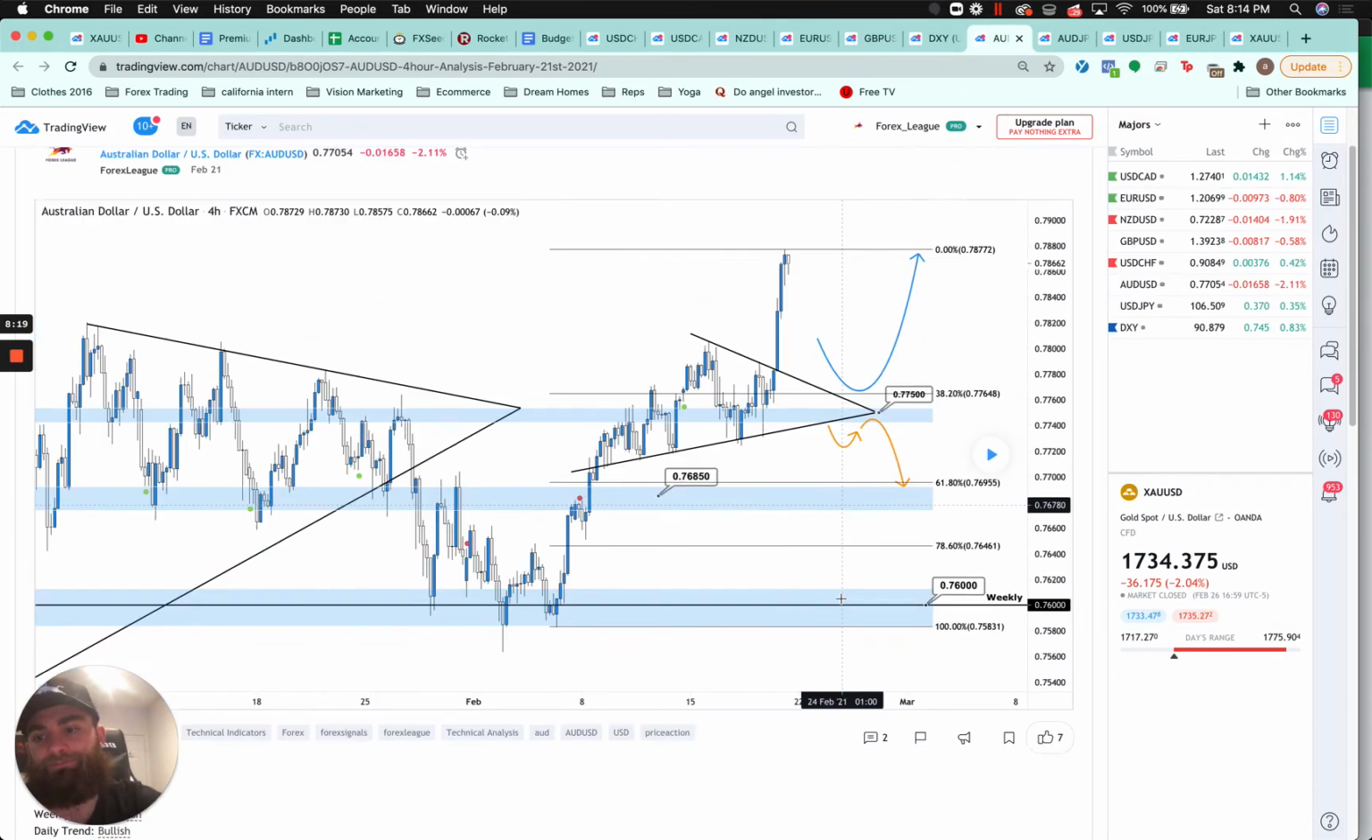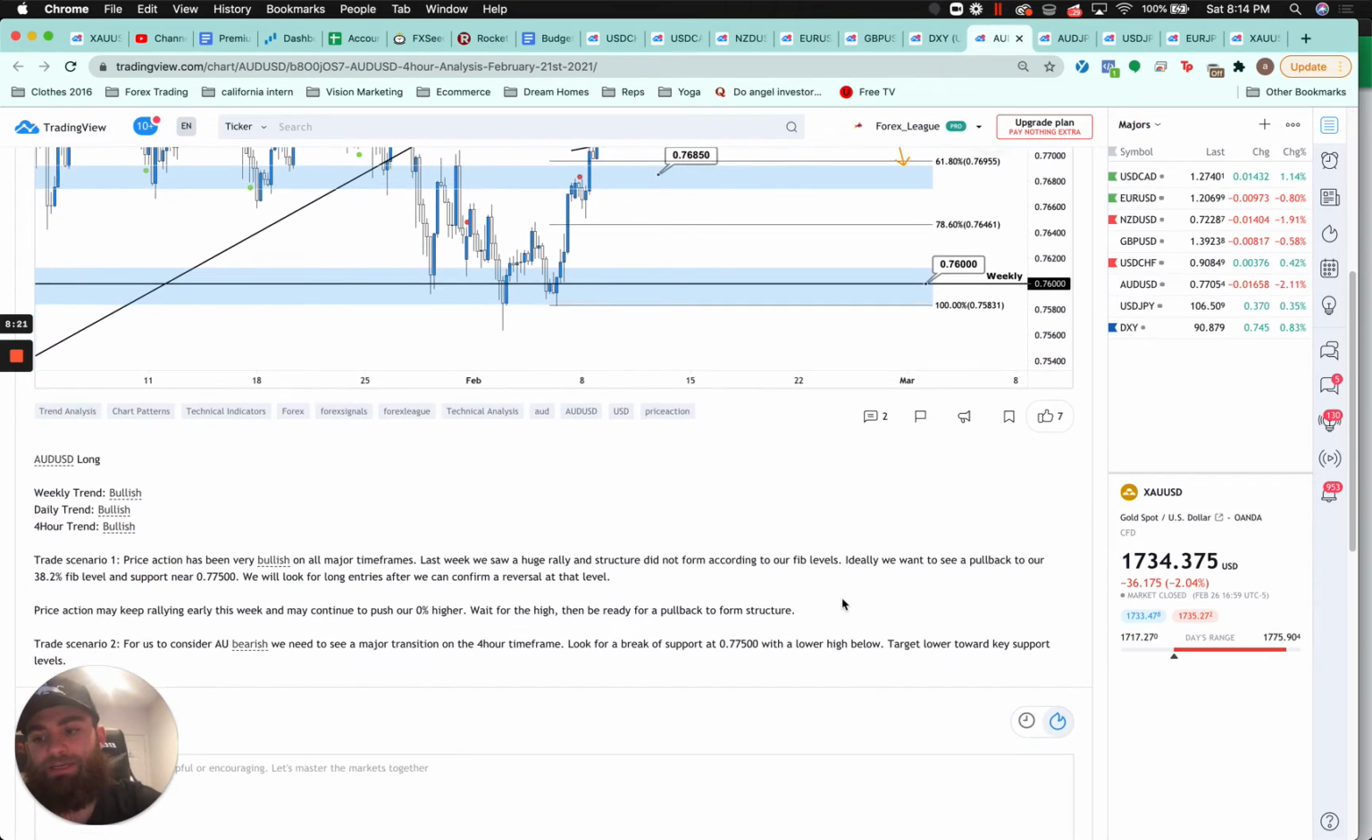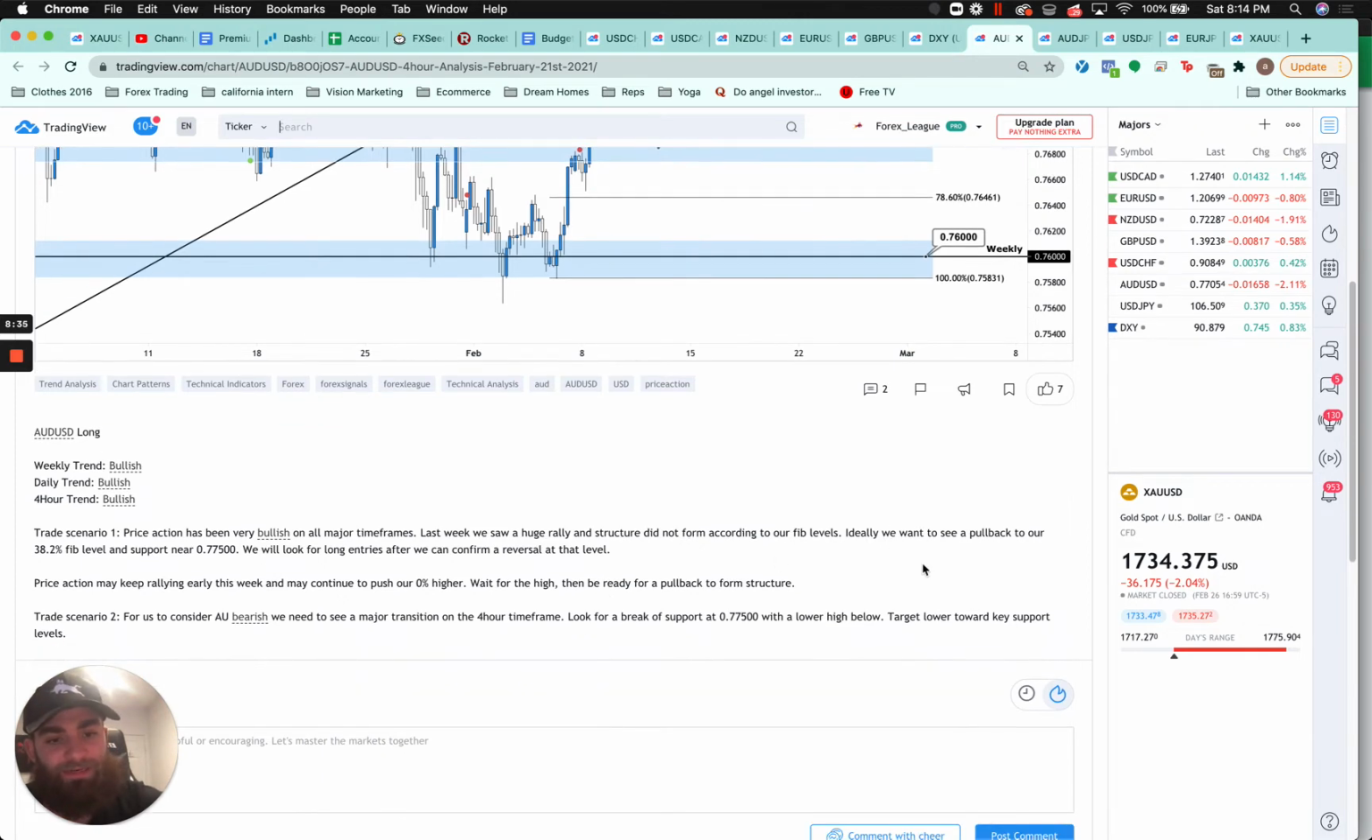Let's look at AUDUSD. Weekly trend bullish, daily trend bullish, 4-hour trend bullish. Price action has been very bullish on all major time frames. Last week we saw a huge rally and structure did not form according to our fib levels. Ideally, we want to see a pullback to our 38.2% fib level and support near 77,500. We will look for long entries after we can confirm a reversal at that level.